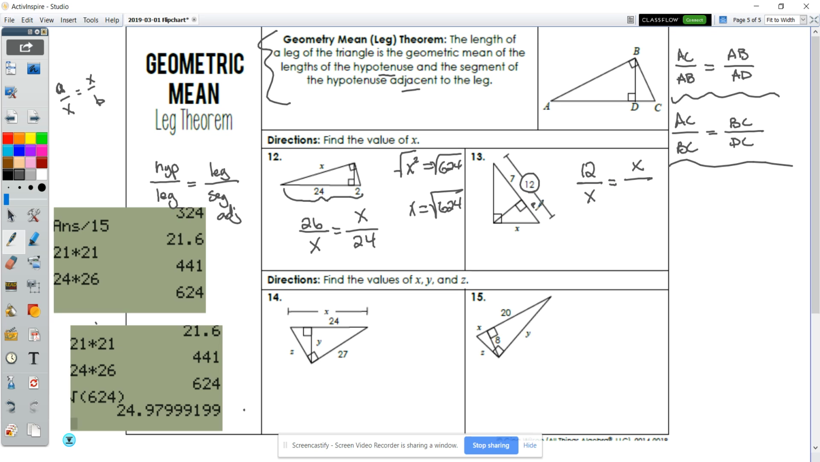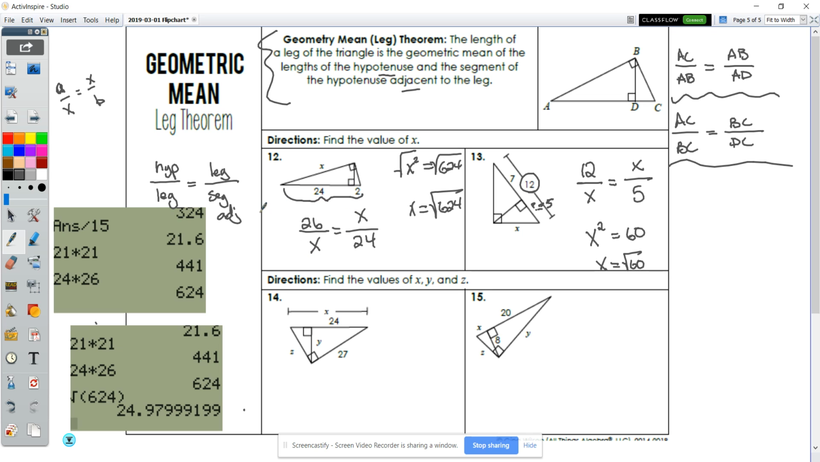Well, that's right here. So I'm going to have to do this 12 minus the 7 to figure out what that is. And I believe that is 5. Okay. So we cross multiply to solve. x times x, x squared. 12 times 5, 60. Square root both sides, and we get x is the square root of 60. And once again, you could simplify this down to something a little bit easier.